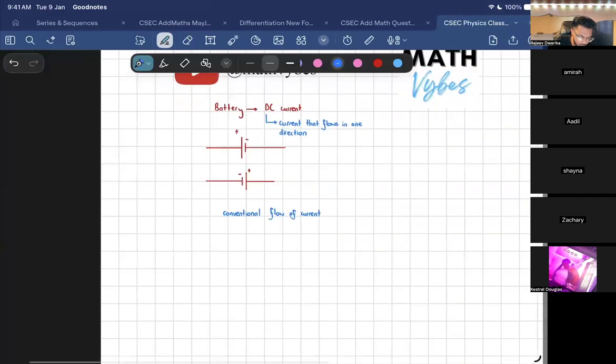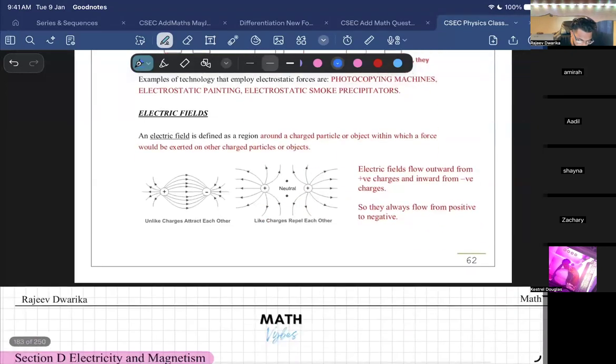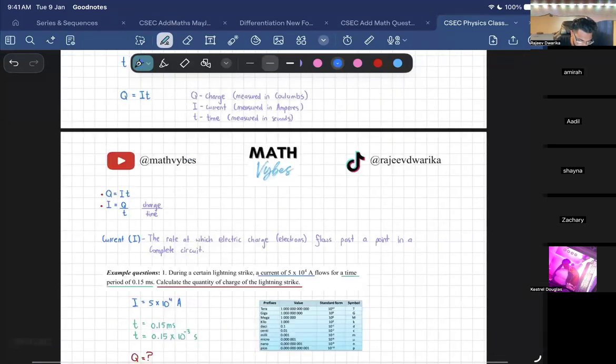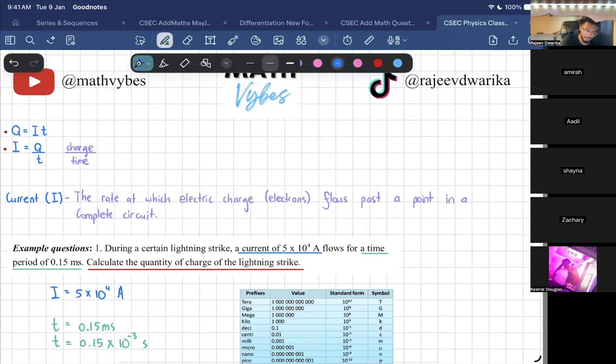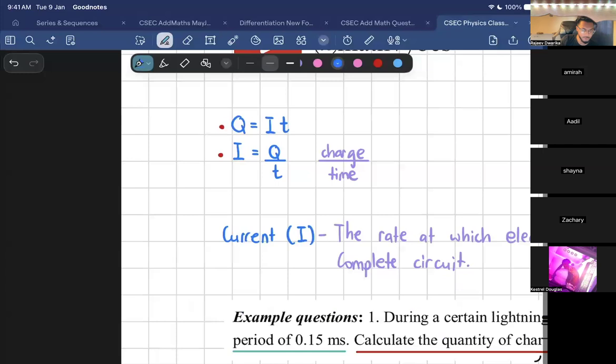Do you all remember what current was when we were doing Q is equal to IT? Does anybody remember what current was? I, sir. All right, I want you to read the definition. The rate at which electric charge flows past a point in a complete circuit. Remember, if we're using Q = IT, I would be equal to Q over T, so it's charge over time. It's the amount of electrons passing through a point in a circuit at a given point in time.